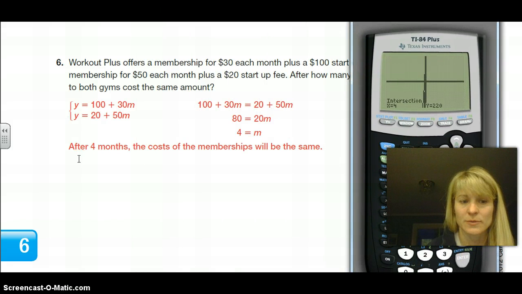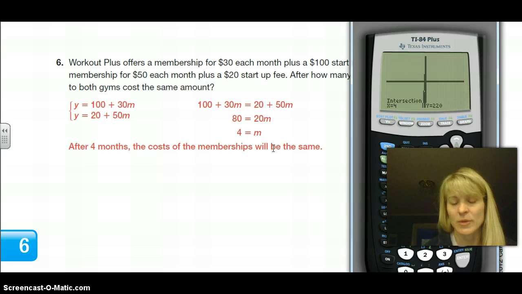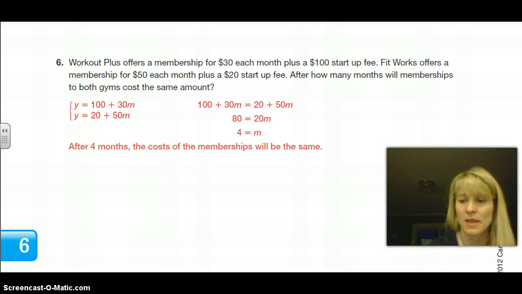And make sure you write x as months. So 4 months, the cost will be the same. At 4 months, they will both cost you $220. So that's the break-even point.